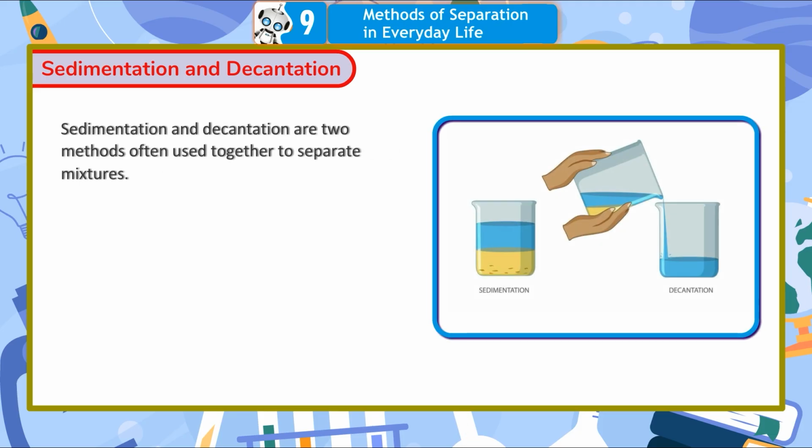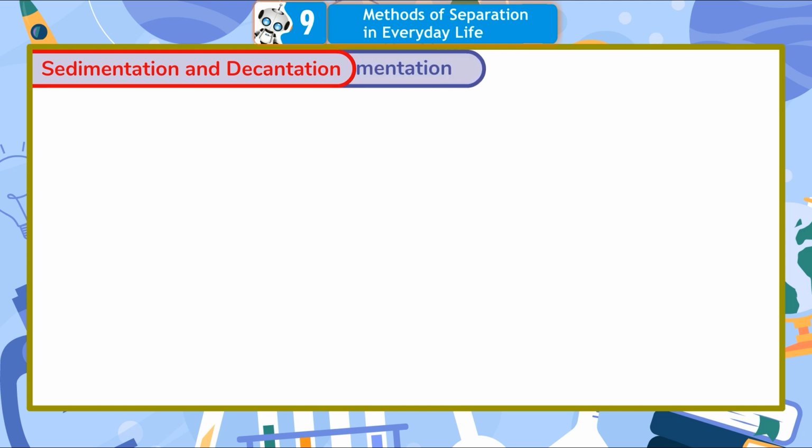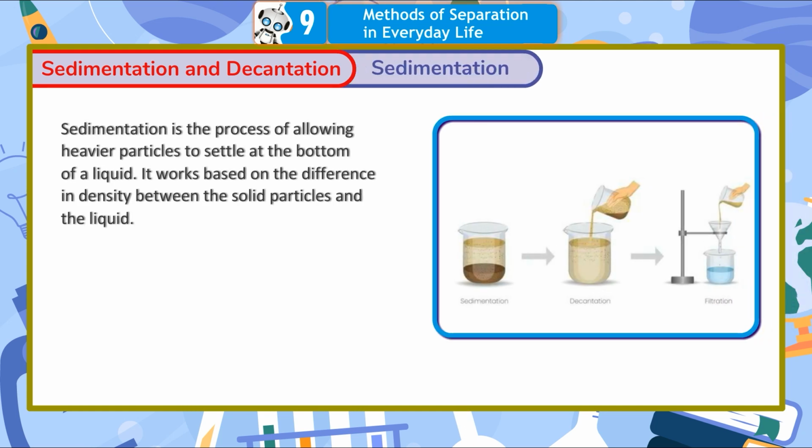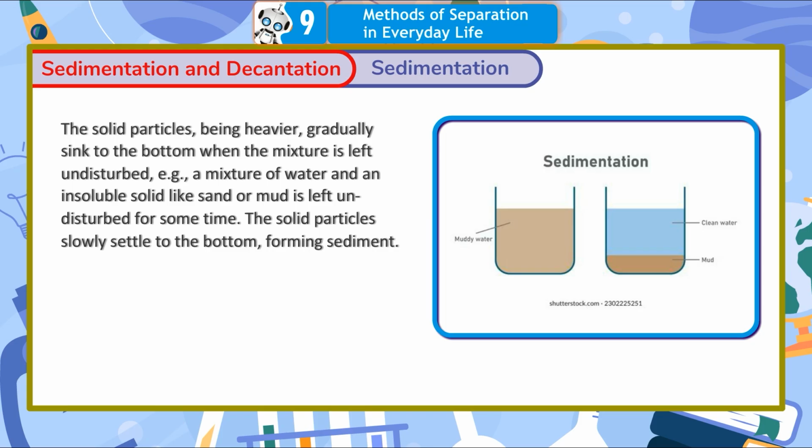Sedimentation and decantation. Sedimentation and decantation are two methods often used together to separate mixtures. Sedimentation. Sedimentation is the process of allowing heavier particles to settle at the bottom of a liquid. It works based on the difference in density between the solid particles and the liquid. The solid particles, being heavier, gradually sink to the bottom when the mixture is left undisturbed. For example, a mixture of water and an insoluble solid like sand or mud is left undisturbed for some time. The solid particles slowly settle to the bottom, forming sediment.